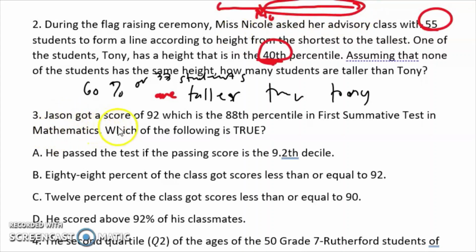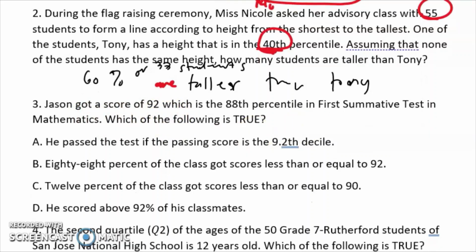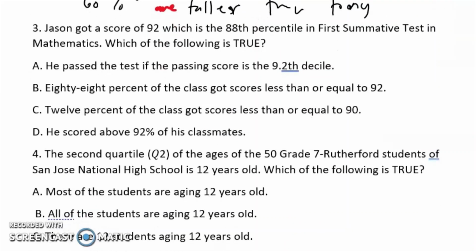Now, Jason got a score of 92, which is 88 percentile in the first summative test in mathematics, which is true. O, ano daw yung true? Kung siya ay nakakuha ng 92 at pang 88 percentile siya, ibig sabihin, ano yun? 88 yung mas mababa or yung equal sa kanya na nakakuha ng tama. O, tingnan nyo na lang yan dyan.